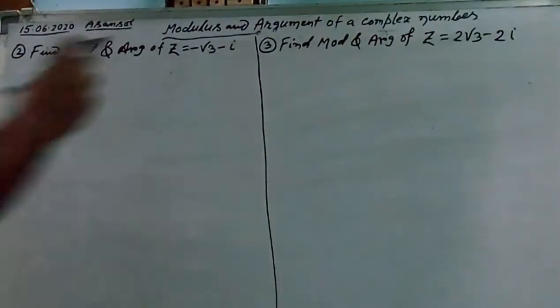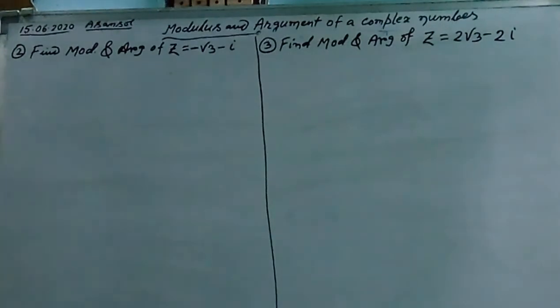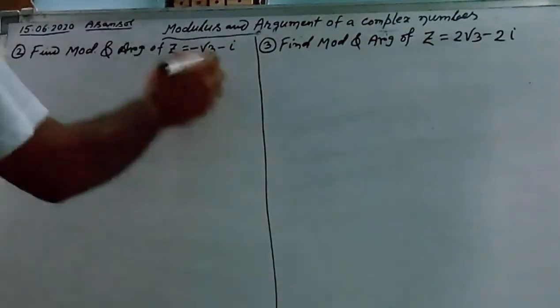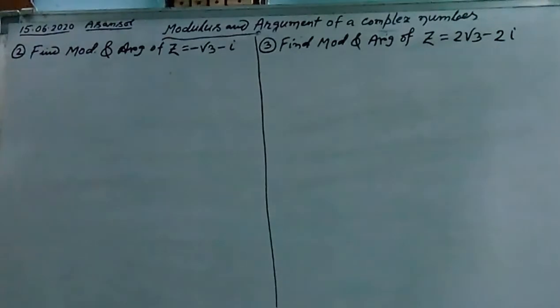Here, z lies in which quadrant? See, minus i, what is it equal to?